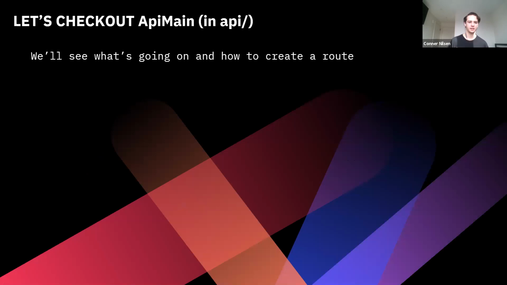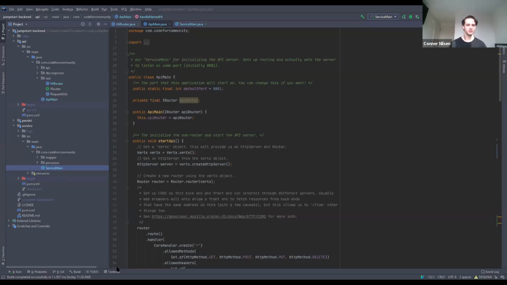So let's check out API main. I'm going to pull this up real quick. Let me just stop the share and get it all ready. Okay, so can everyone see my screen right now? Does everything look good? Yes. Cool.